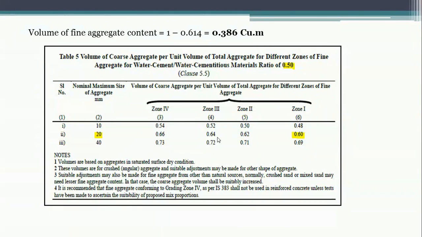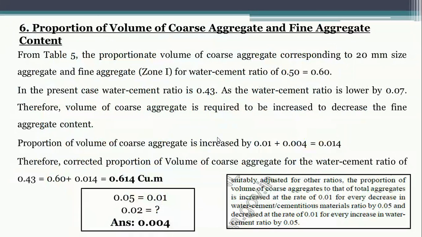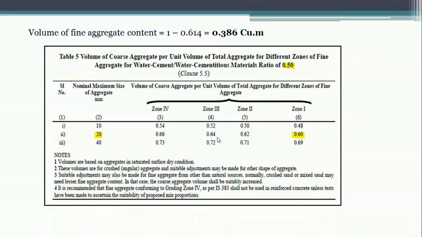So the volume of coarse aggregate obtained is 0.614, and the volume of fine aggregate is 1 minus 0.614, which gives 0.386 cubic meter.